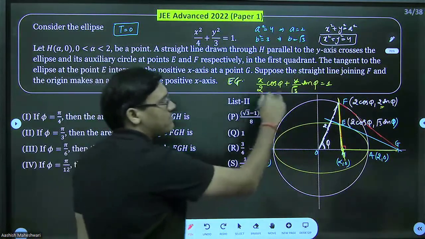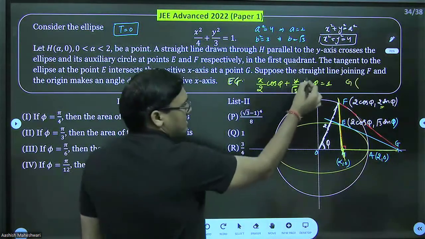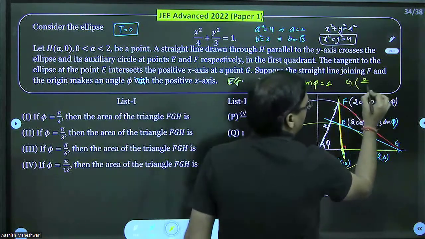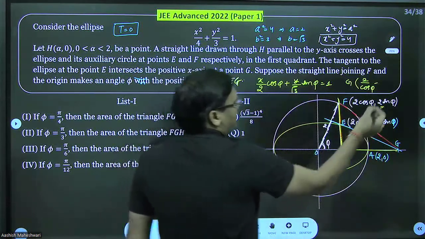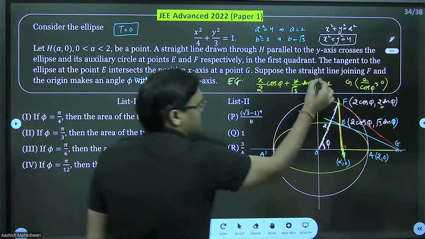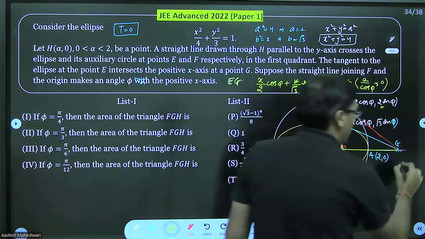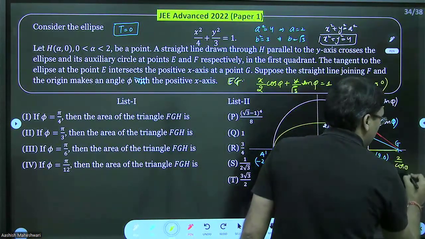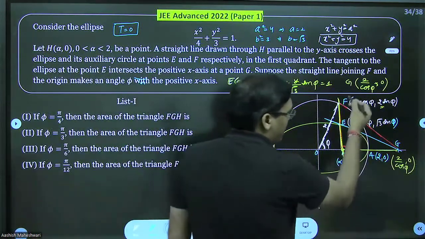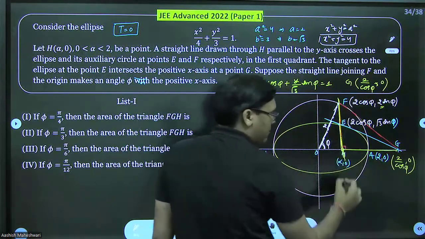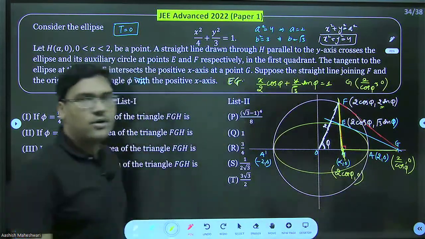What is the point of intersection with the x axis? Put y equal to 0. So point G becomes, when we put y equal to 0, x equals 2 by cos phi, so this point will become 2 by cos phi comma 0, right. Now what is alpha? The alpha coordinate remains the same because this is a vertical line, so this is 2 cos phi comma 0. I hope you are following this.